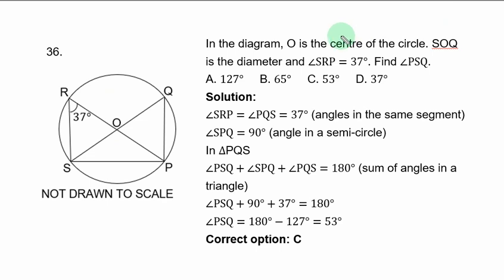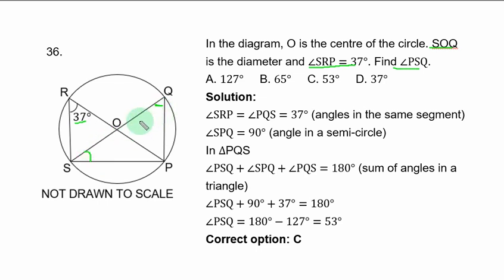Question 36. In the diagram, O is the center of the circle. SOQ is the diameter, and angle SRP is equal to 37 degrees. Find angle PSQ. PSQ, that is this angle. To get this angle, we have to look at triangle QSP. Already, this angle is equal to 37, angles in the same segment.